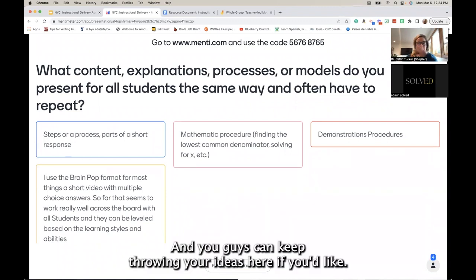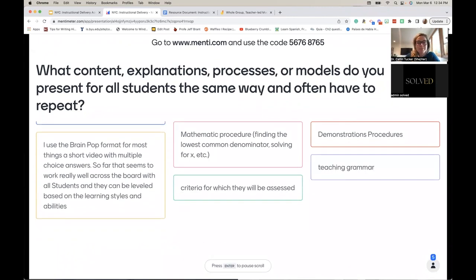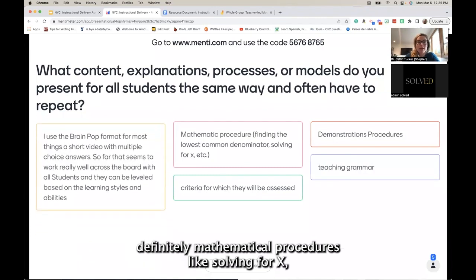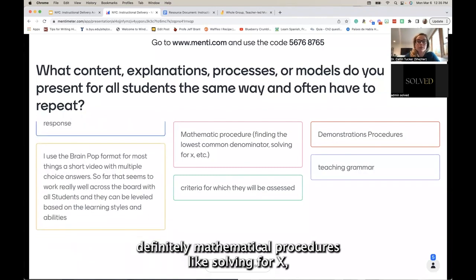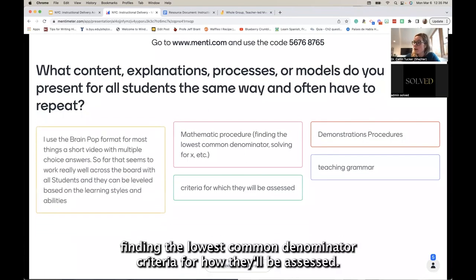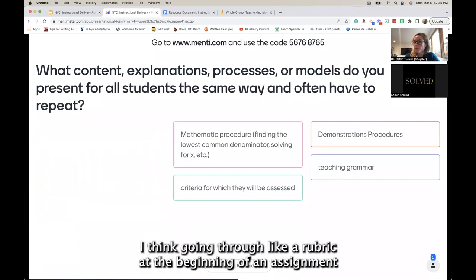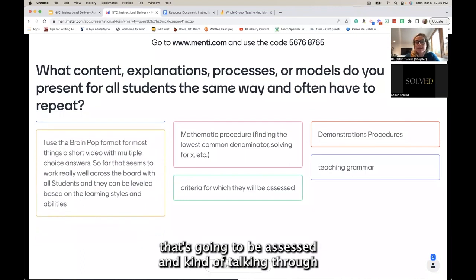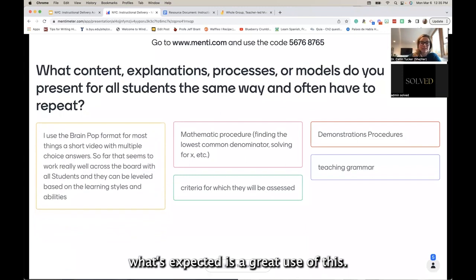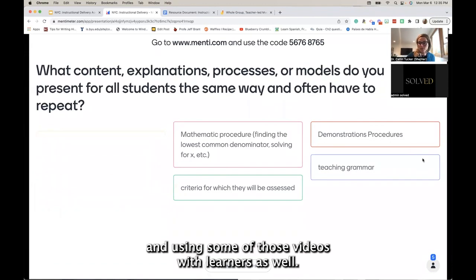All right, and you can keep throwing your ideas here if you'd like. We've got some demonstrating procedures, teaching grammar, definitely mathematical procedures, like solving for X, finding the lowest common denominator, criteria for how they'll be assessed. I love that. I think going through a rubric at the beginning of an assignment that's going to be assessed and talking through what's expected is a great use of this. Definitely a shout out to Brain Pop and using some of those videos with learners as well.